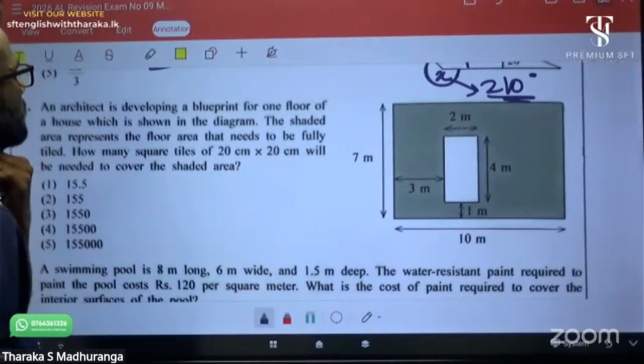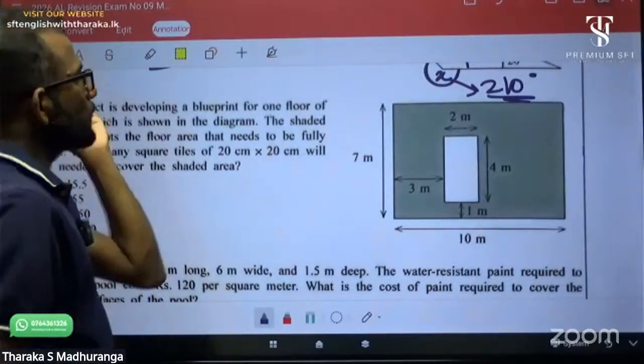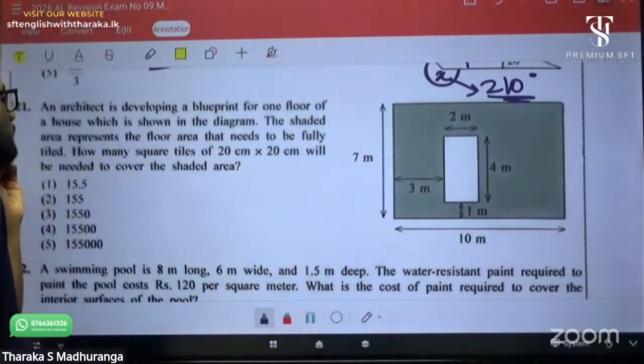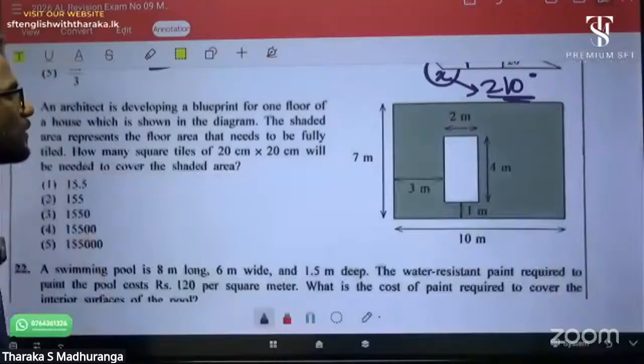An architect is developing a blueprint for one floor of a house shown in the diagram. The shaded area represents the floor area that needs to be fully tiled. How many square tiles of 20 by 20 do we need to cover the shaded area?